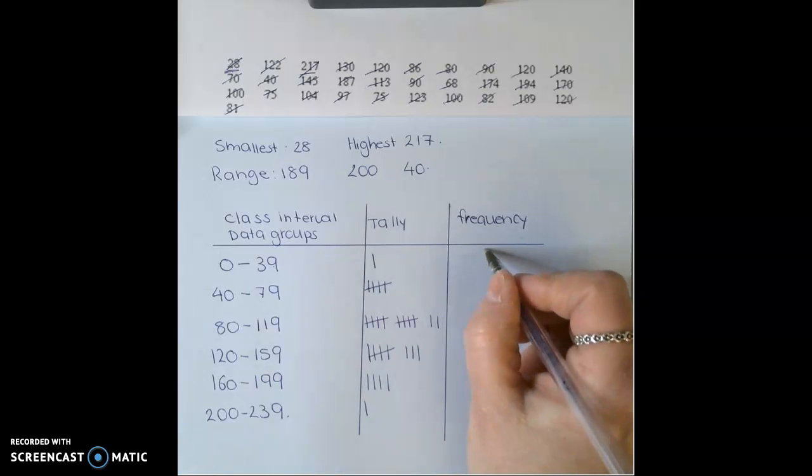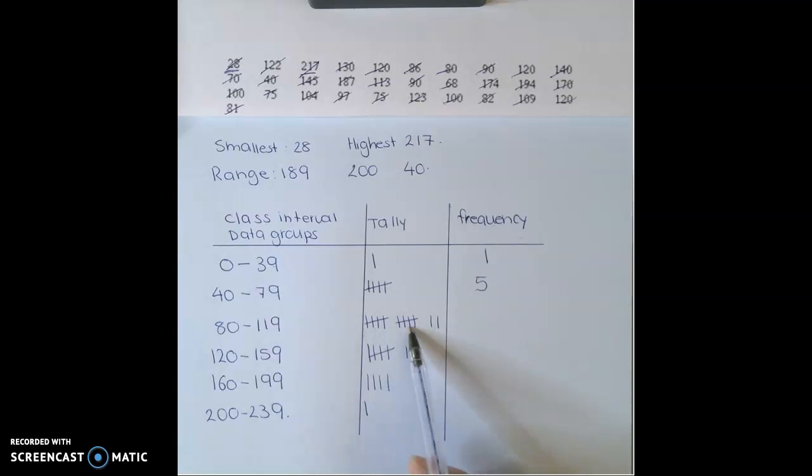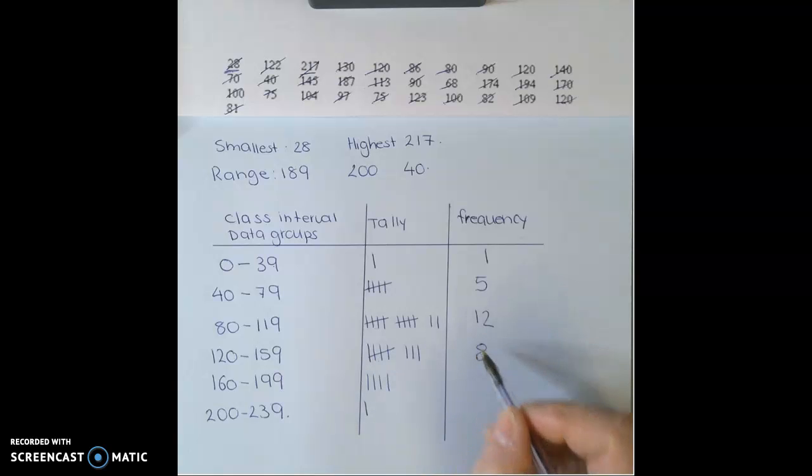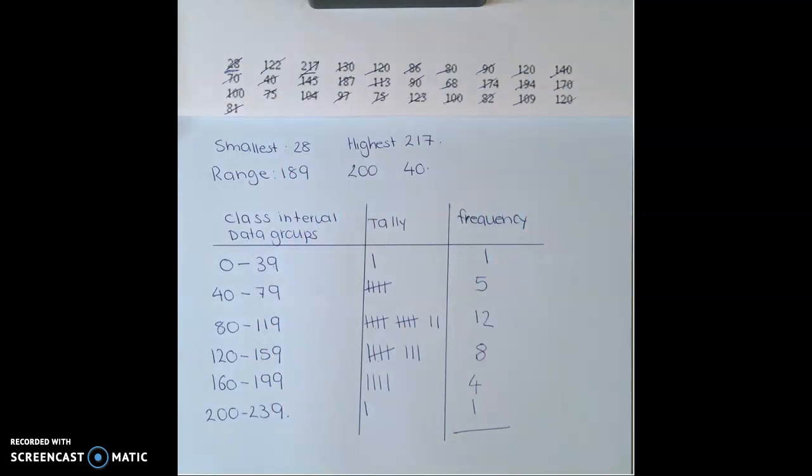So in this group there is 1. In this group there are 5. In this one there are 12. This one 8. This one there's 4. And this one there is 1. And this should add up to the number of data points. So there are 31 days in December. We have 31 data points. So this should all add up to 31, and that's how you can check that you've actually done it right, if this adds up to the number of data points that you have up here.